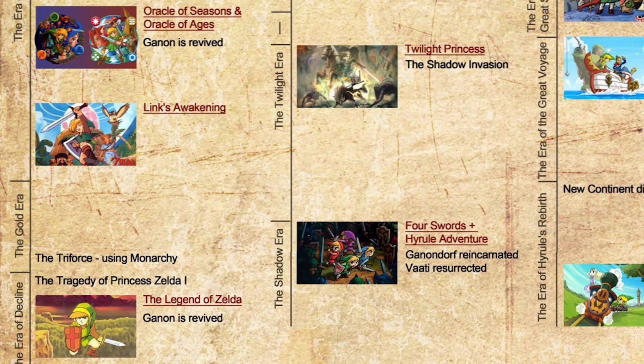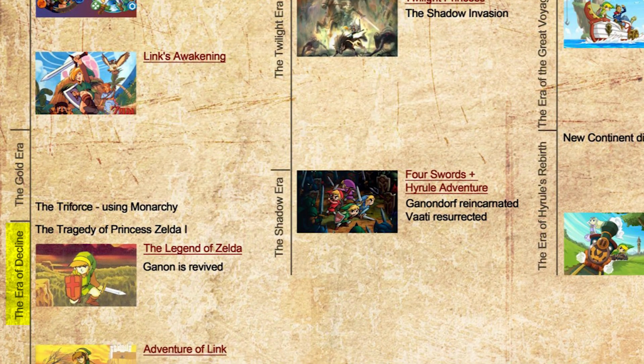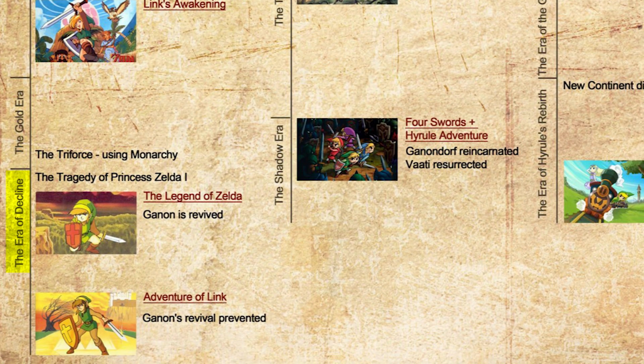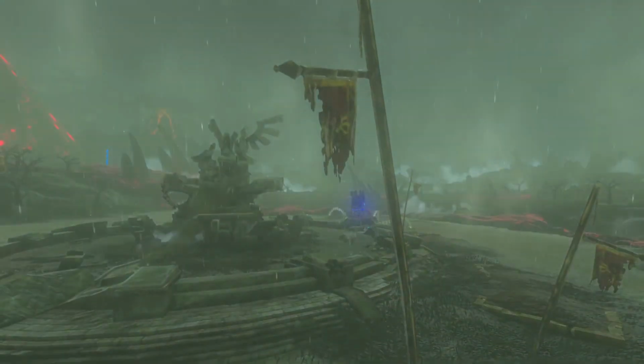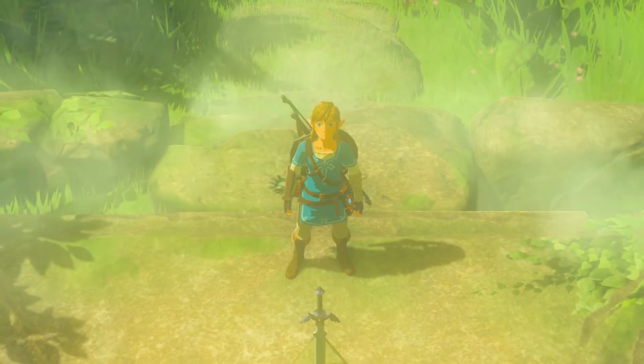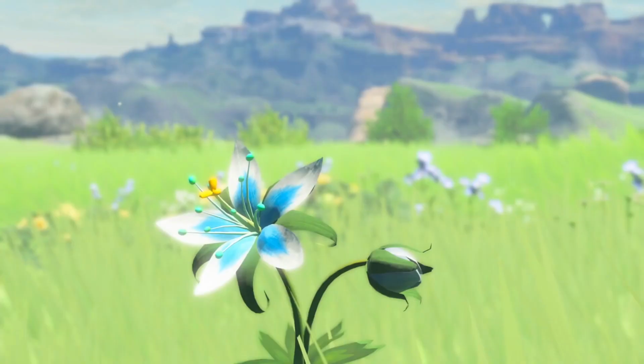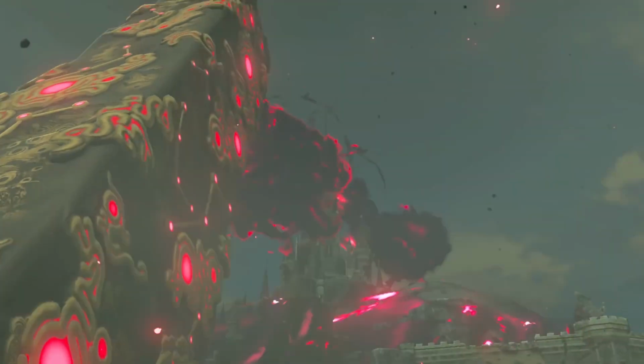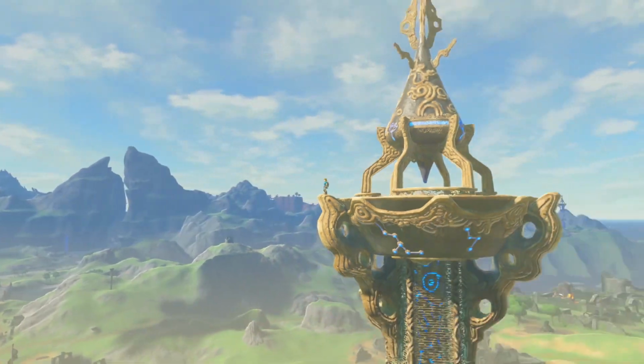The official timeline also refers to this period of time at the end of the Downfall timeline as the Era of Decline. It's very possible that after Link reclaims the Triforce at the end of Adventure of Link, the world enters an era of prosperity, and the Kingdom of Hyrule begins to flourish again before being beaten back down by Calamity Ganon, thus beginning the events 100 years before the main game of Breath of the Wild.